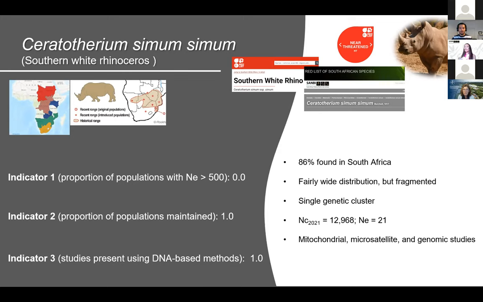However, a genetic study found that the effective population size is 21, which is far lower than what the 0.1 ratio would suggest. This is likely stemming from how highly inbred the individuals are, probably from a significant bottleneck that happened late in the 19th century. So for the indicators, indicator one has a value of zero. Indicator two has a value of one, since the population is still there. And indicator three, again, extensive genetic studies have been done, so that gives a value of one.